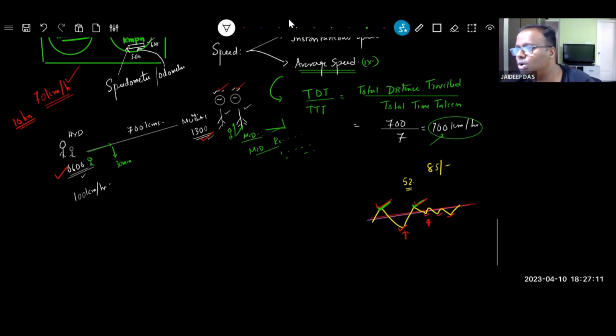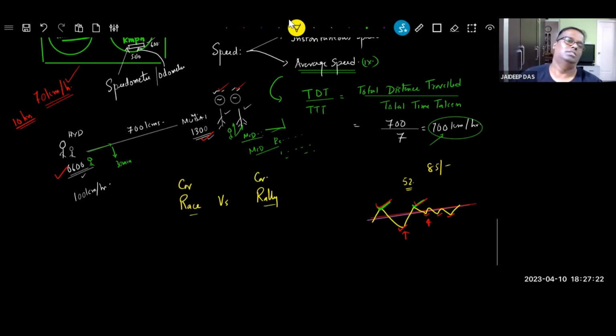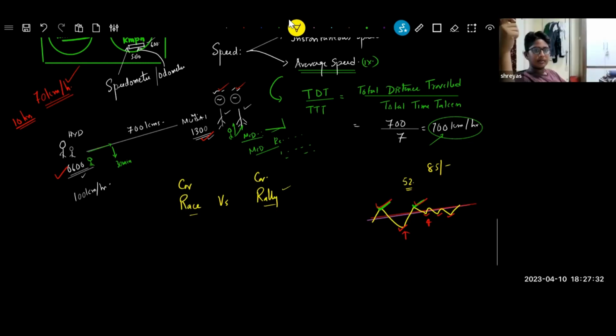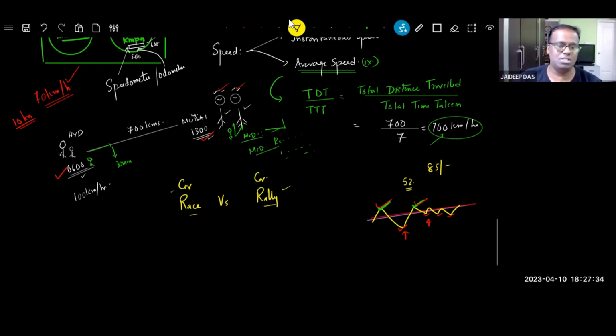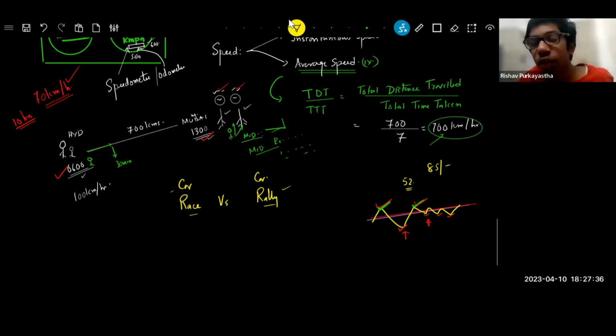Now one interesting thing. How many of you know the difference between race versus rally? You know, car race versus car rally. What is the difference? Have you heard about car rally? The Himalayan car rally, the Great Himalayan car rally. A lot of rallies happen. Tamil Nadu is famous for rallies. Multiple cars. What is the difference between car race and car rally?